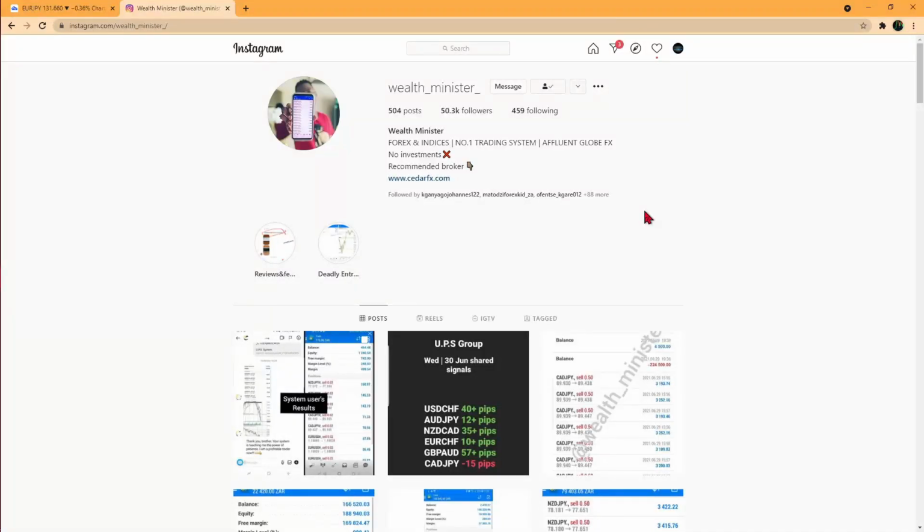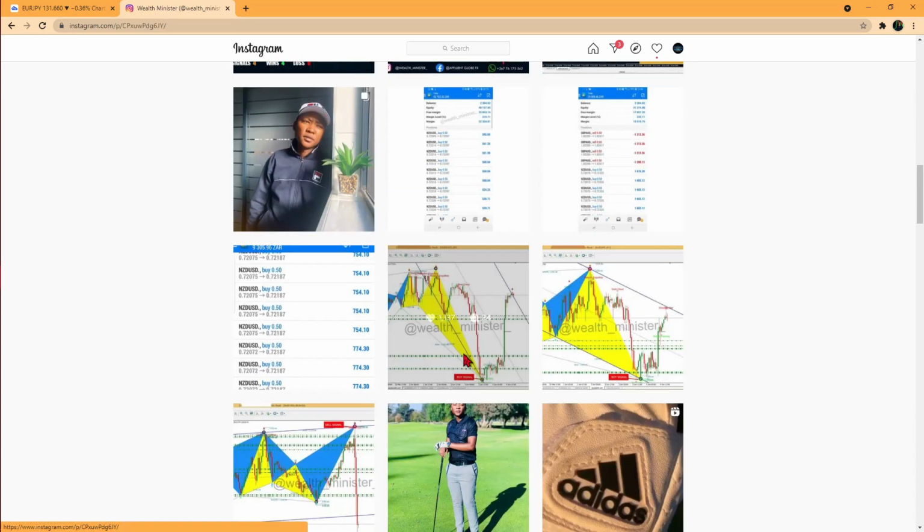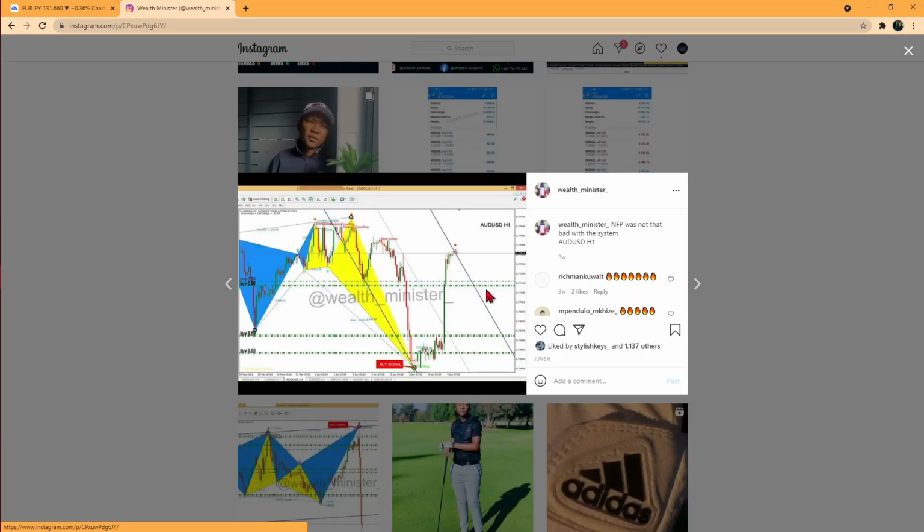This week we'll be looking at Wealth Minister and his software. So if we scroll down a bit, we can see his software over here. And this software has a striking resemblance to one of the softwares we have already reviewed, namely Belly and Redbillion software. The only changes made is that the software includes a harmonic scanner and a channel.